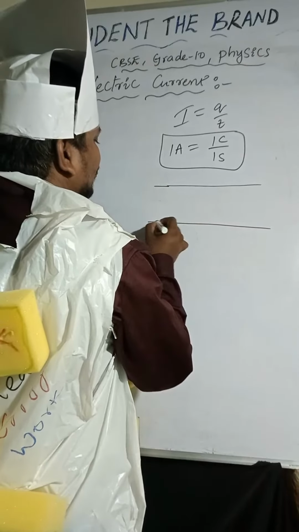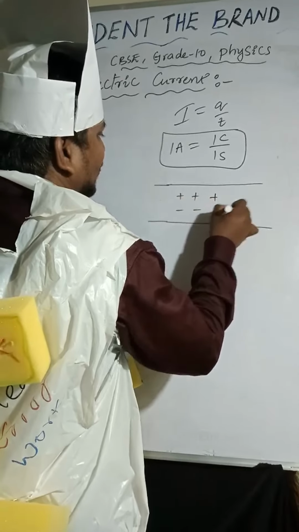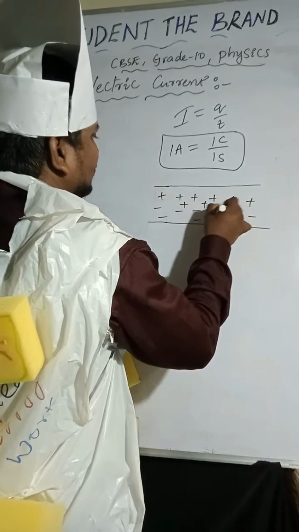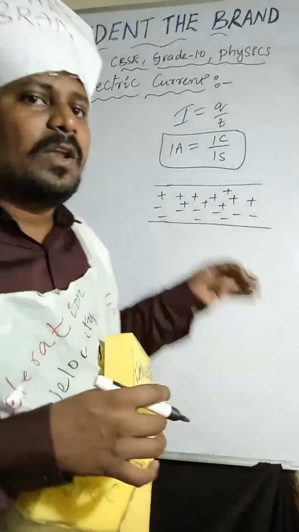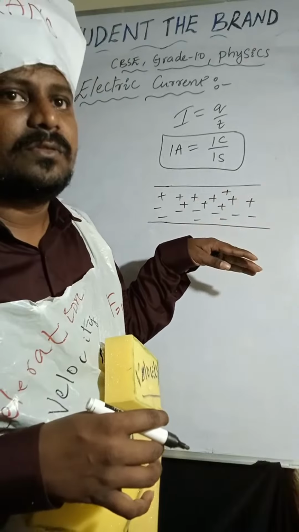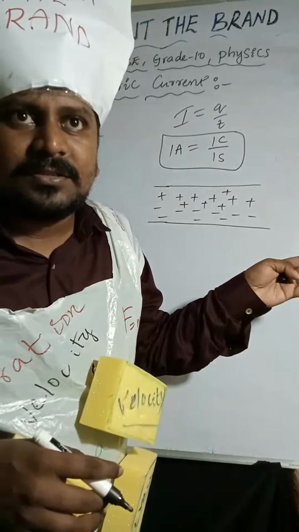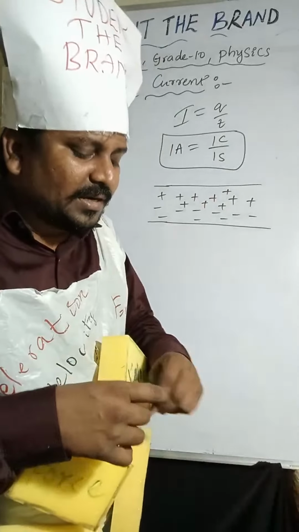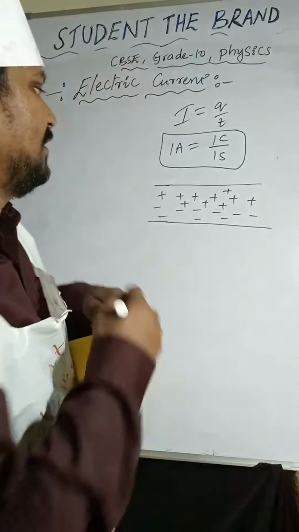So I am taking this conductor. Positive charge, negative charge, positive charge, negative charge, like this I am considering here. If only one electron flows, will you say current is flowing? If only two electrons flow, will you say current is flowing? We can't say. Only when many charges are moving inside the conductor can we say current is flowing in the conductor.